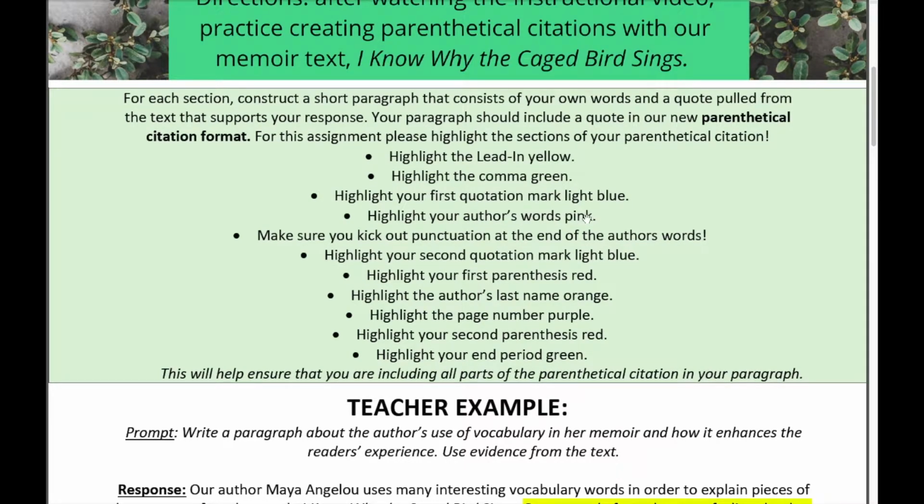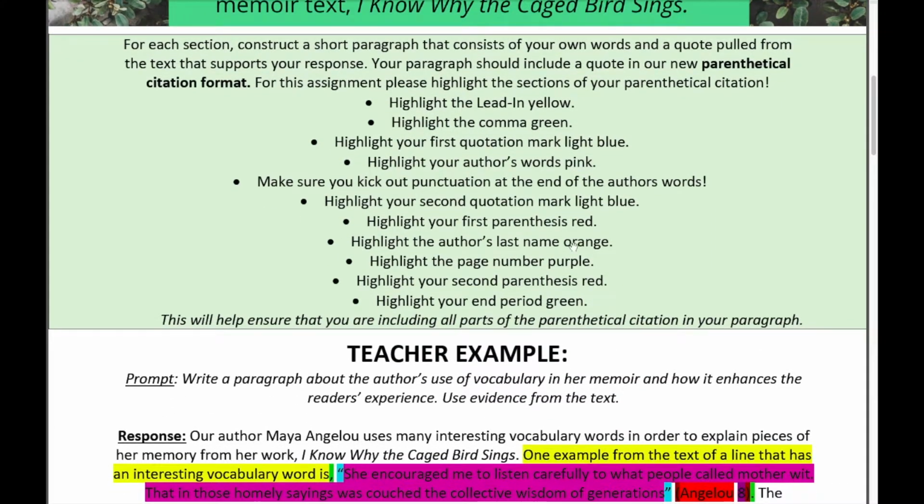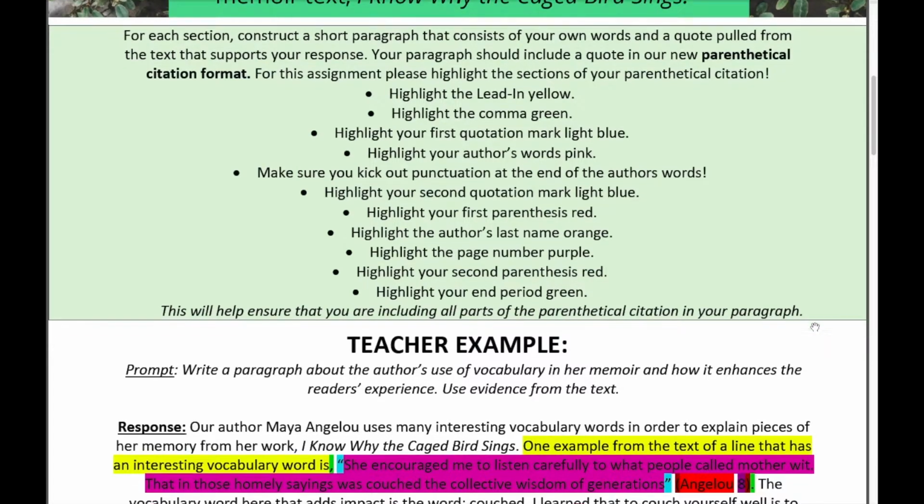Make sure you kick out the punctuation at the end of the author's words. Next comes the second quotation mark. We're highlighting those light blue. Then you're going to have a parenthesis highlighted red, the author's last name highlighted orange, the page number highlighted purple, and the end parenthesis highlighted red. At the very end, you'll end with a period. We're highlighting that green. This will help ensure that you are including all parts of the parenthetical citation in your paragraph. I provided here a teacher example.